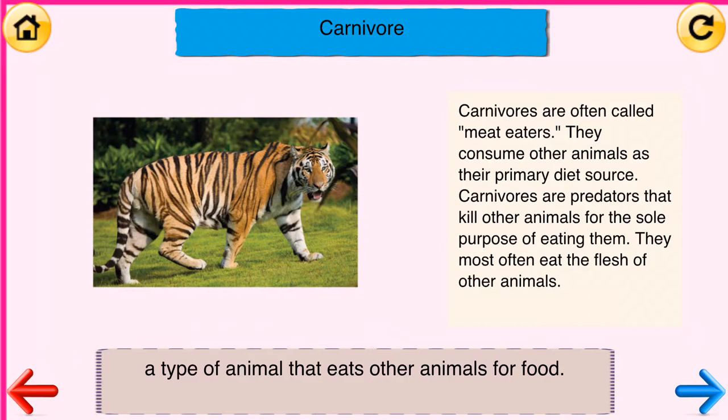Carnivore, a type of animal that eats other animals for food. Carnivores are often called meat eaters. They consume other animals as their primary diet source. Carnivores are predators that kill other animals for the sole purpose of eating them. They most often eat the flesh of other animals.